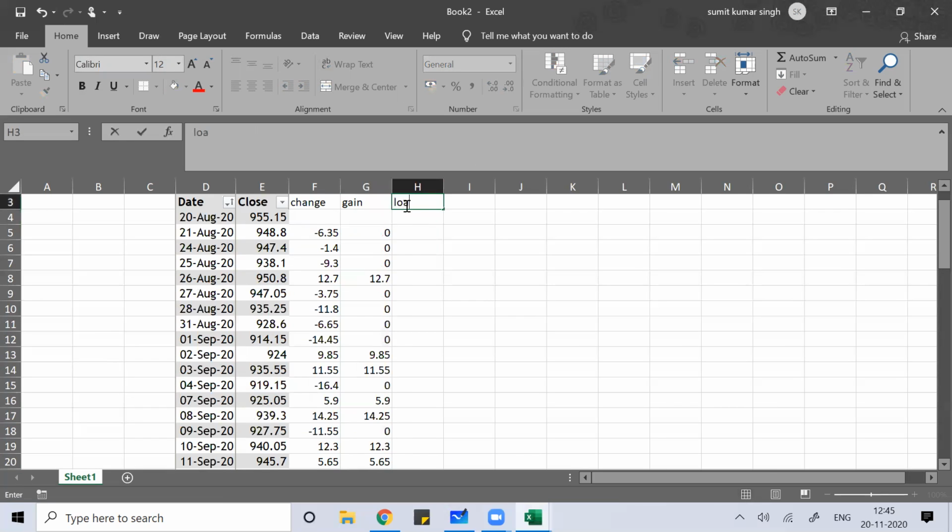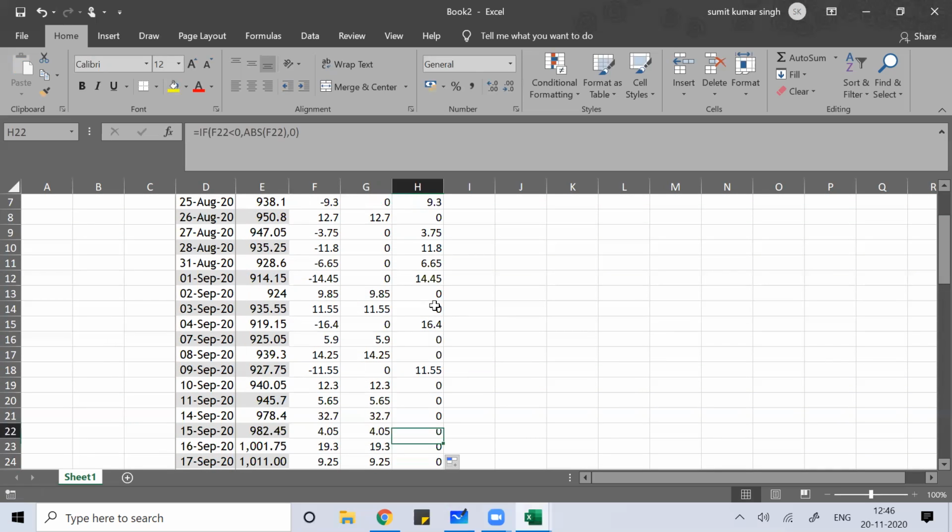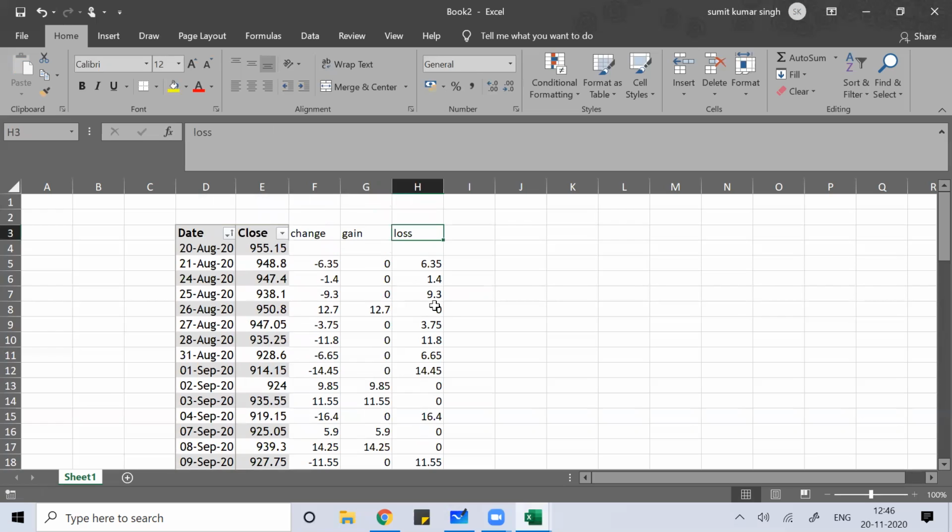Now I'll talk about loss. If this change is less than 0, then give me the absolute value of that. Otherwise, give me 0. Why do I use the absolute function? Because ultimately the sign doesn't matter to me. I know that if I'm writing loss, it is definitely negative, so I'm removing the negative sign because it will affect my basic mathematical calculation.